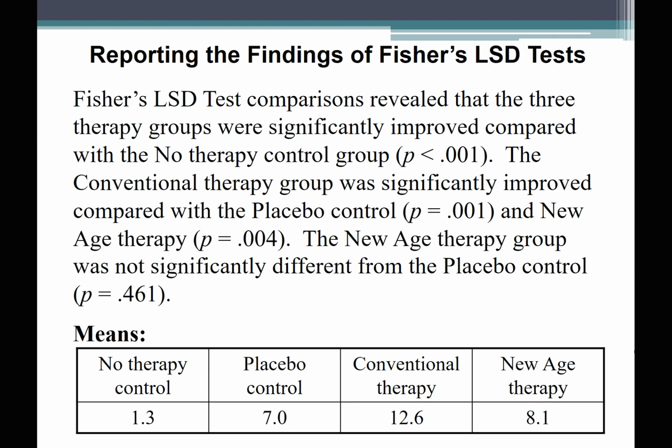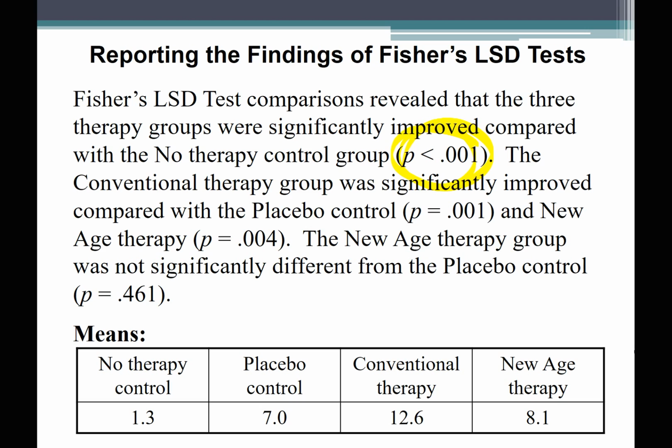So how do we report these findings? We would say Fisher's LSD test comparisons revealed that the 3 therapy groups were significantly improved compared with the no therapy group, and that p-value was less than 0.001. And that's because all 3, the placebo, conventional therapy, and new age therapy, all had their p-values of 0.000 when compared to no therapy. So we would just say that all of them were p less than 0.001.